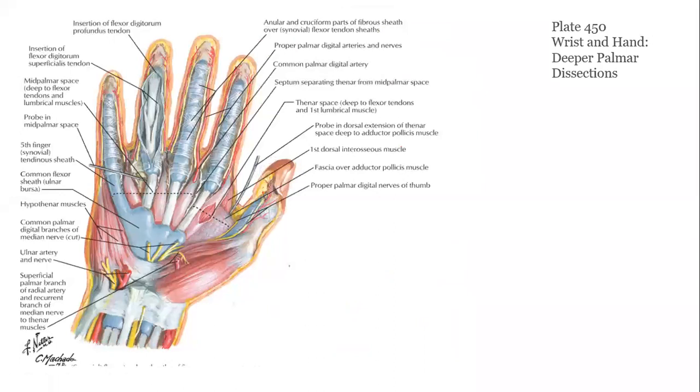Okay, so in this picture from Netter, they've taken away the palmar aponeurosis, and you can see even better the bursa surrounding these tendons and your hypothenar as well as your thenar eminence, your ulnar nerve, and your median nerve coming through.